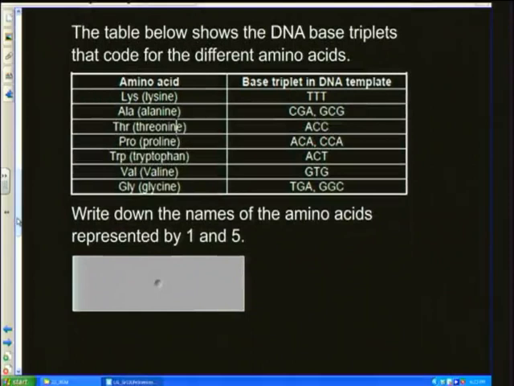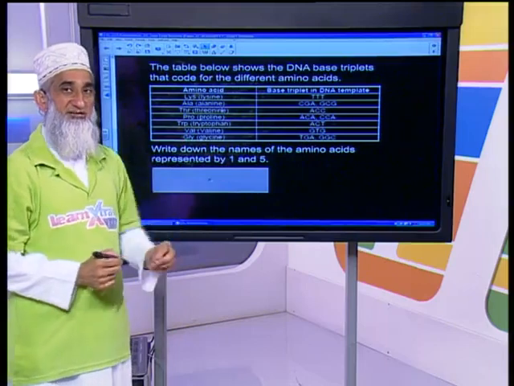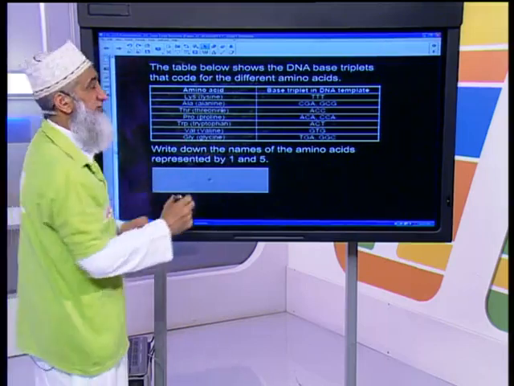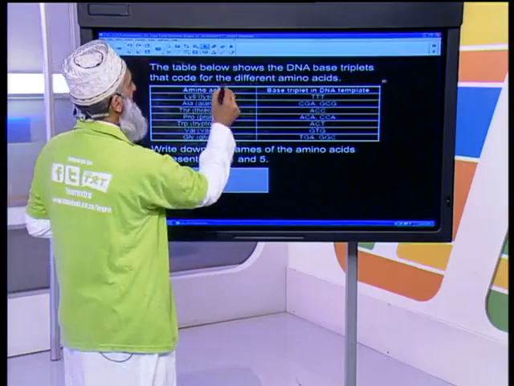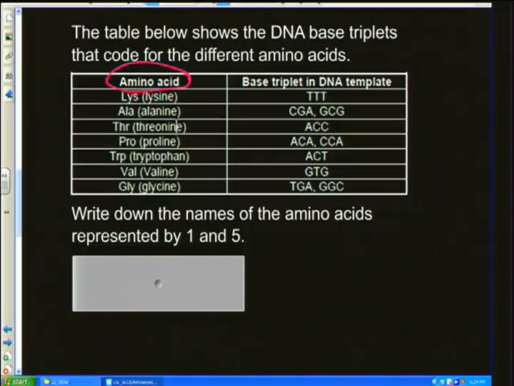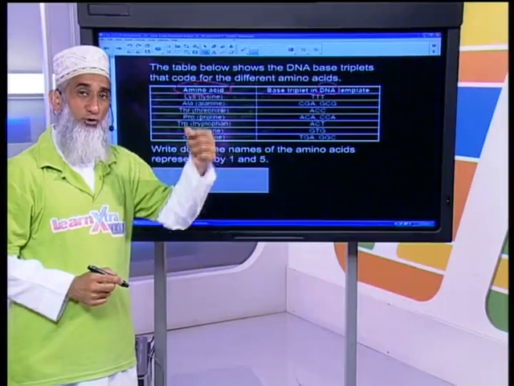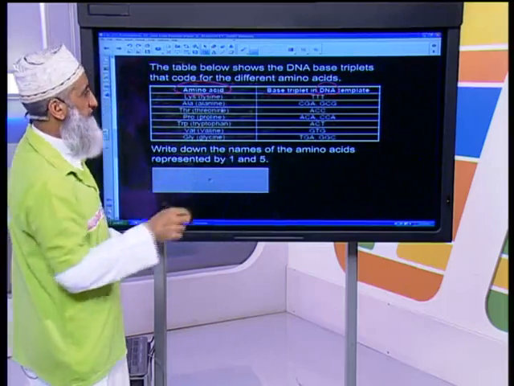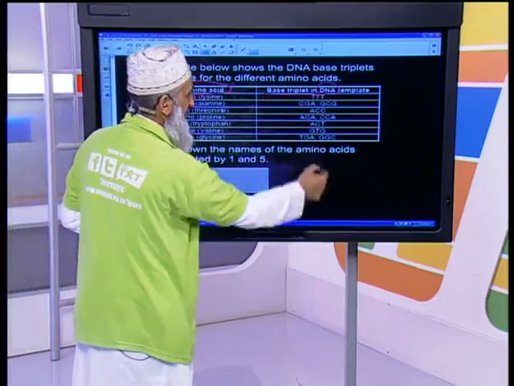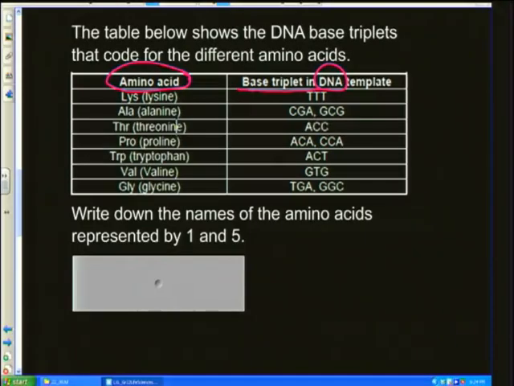And again, our friend, the table comes in. Remember, mindsetters, you do not have to memorize anything on this table. If this question is asked, the table is always provided. You need to be able to read. Here's the amino acid here, the name of the amino acids, and here is the base. Listen to this one now. They gave you the base triplet from the DNA template. The last question spoke about the anticodon. Anticodon, you must associate to transfer RNA. So here they're telling you, if a DNA gives you these things here, these are the amino acids. They want to know, write down the names of the amino acids represented by number 1 and number 5.